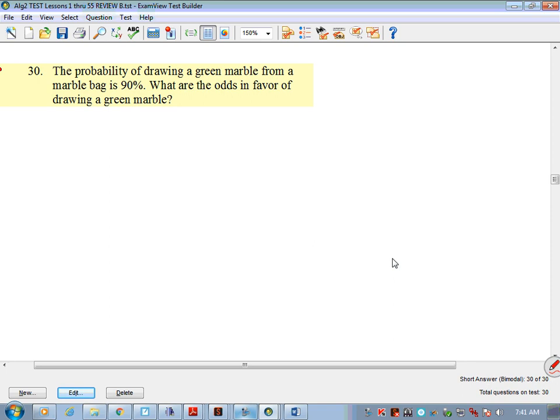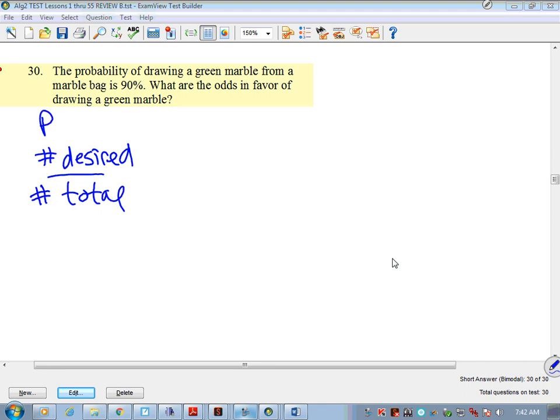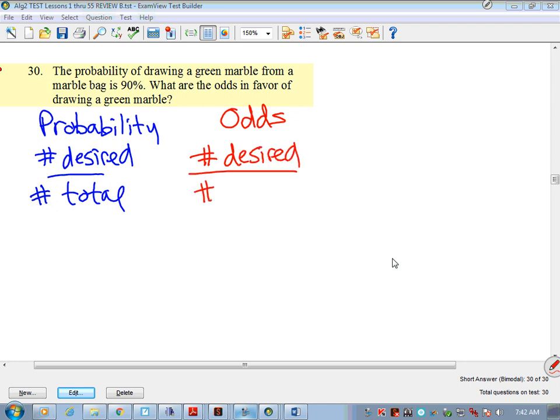The probability of drawing a green marble from a marble bag is 90%. What are the odds in favor of drawing a green marble? This comes down to understanding the difference between probability, which is number desired over number total, and understanding odds. Odds are number desired over number of undesired, or unfavorable.